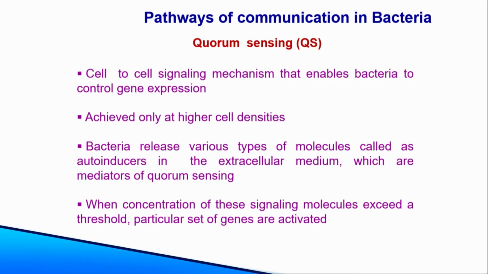Now, gram-negative bacteria secrete chemicals called autoinducers, which in gram-negative bacteria are called acyl homoserine lactones. So, these bacteria secrete these autoinducers or acyl homoserine lactones into the environment, and other bacteria of the same kind identify this signal and again secrete the same type of signal. Once this signal accumulates and reaches a particular threshold, it results in the expression of some genes and some processes get expressed. That means this is achieved only at higher cell densities.